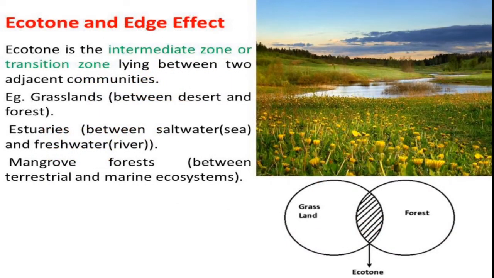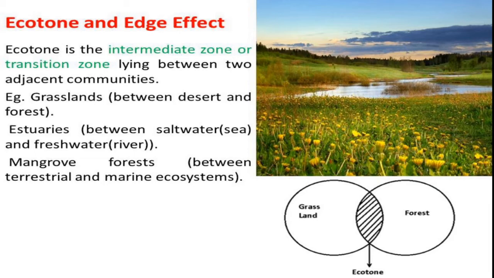The next characteristic of the community that we are going to discuss is ecotone and edge effect. An ecotone is a zone of junction or a transition area between two adjacent communities. Or it is the area where two communities meet and integrate. For example, a grassland represents an ecotone between forest and desert.